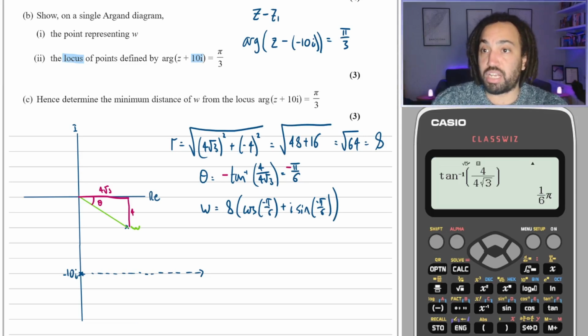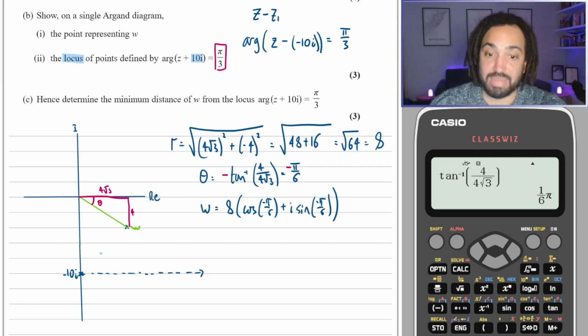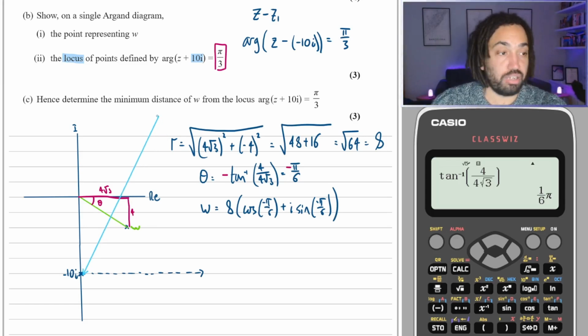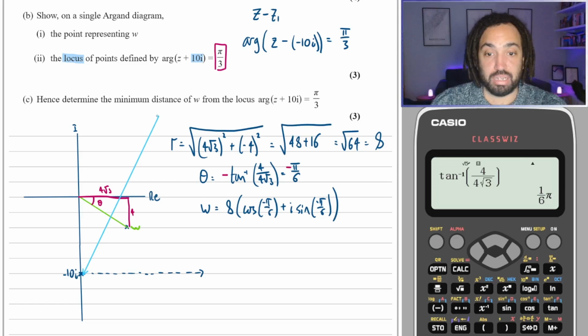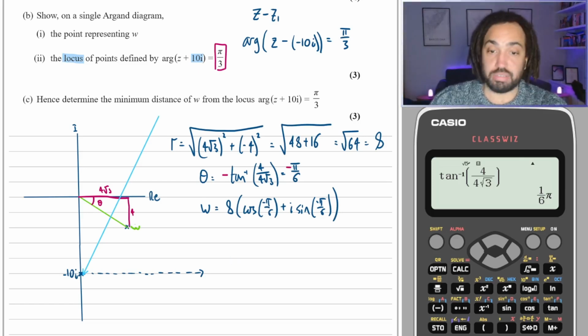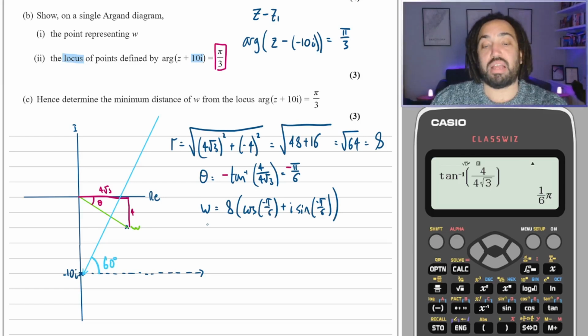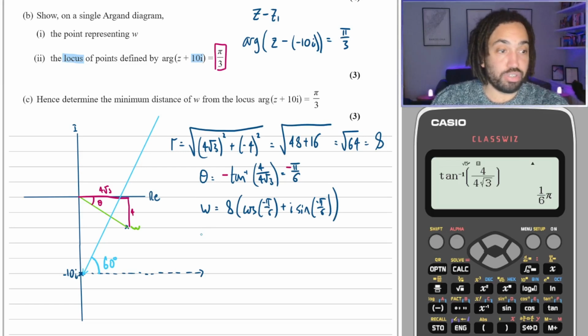And then I need to measure 60 degrees from that line, because pi over 3 is 60 degrees. So it's going to look something like this. It's just going to carry on and on. So that's probably about 60 degrees, and that looks about right to me. In here, this would be 60 degrees. And that does a good job. Yes, it does. I'm happy with that.